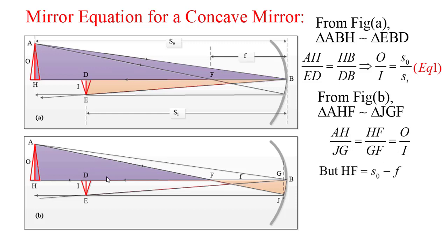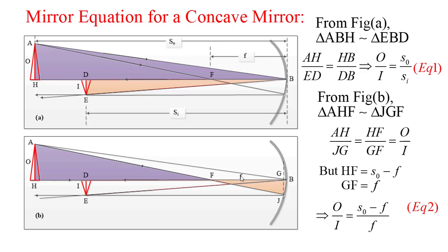But HF, HF means H to F, is already equal to object distance, that is from here to there, the same here, object distance minus the focal point. And the GF is simply equal to F, this F. So O over I, object height divided by image height, is equal to SO, the object distance, minus the focal length F divided by F, the focal length. This is our equation 2.